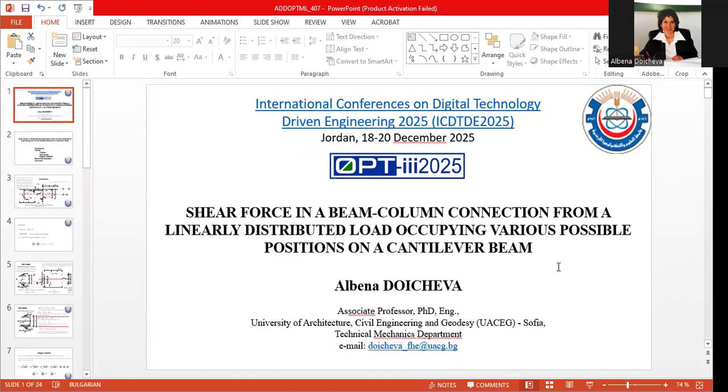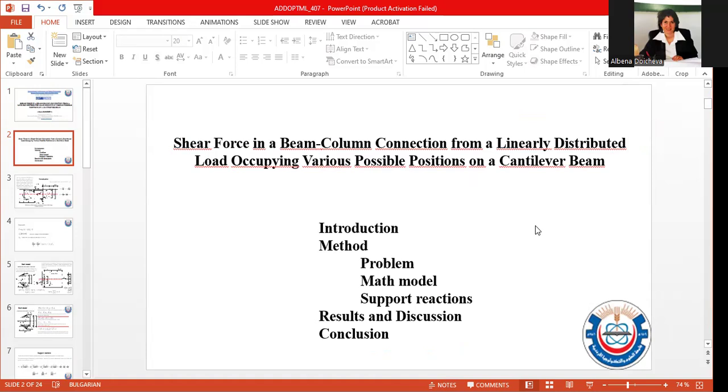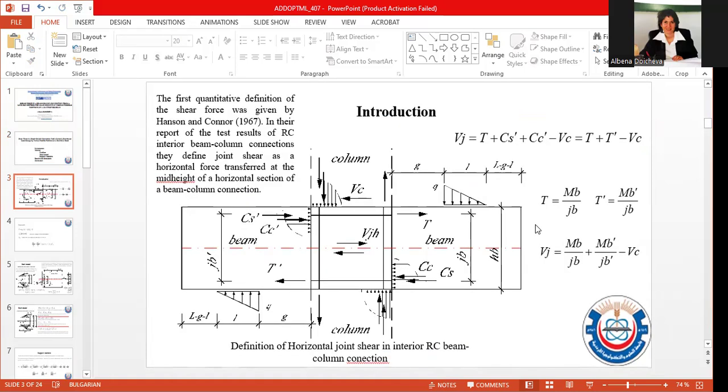I will speak about shear force in a beam-column connection from a linear distributed load occupying various possible positions on a cantilever beam. The paper has a few elements: introduction, method, the result, and discussion conclusion.